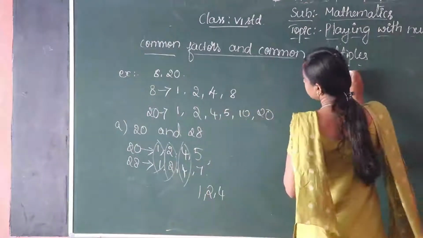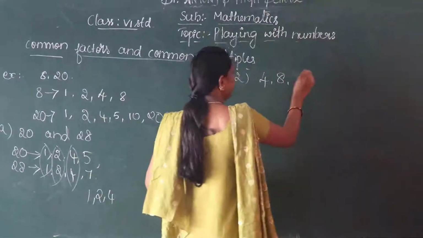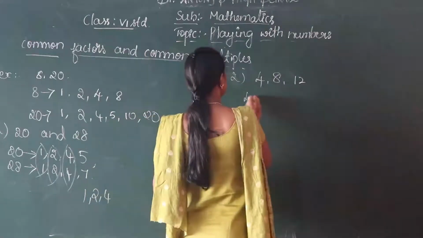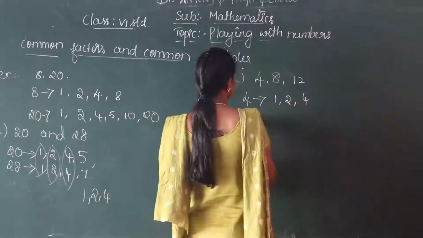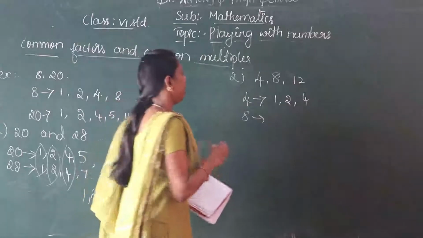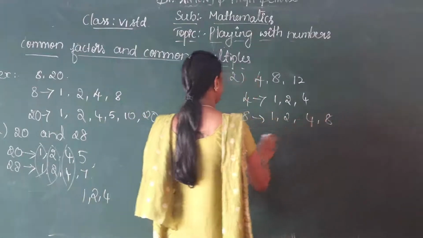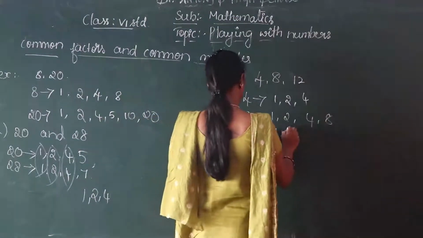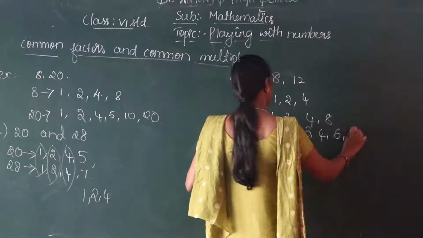So if I take the numbers 4, 8 and 12, here I will take 3 numbers. First, the factors of 4 are 1, 2, 4. Only 1 to 4 are the factors of 4, and then 8: 1, 2, 4, 8. But 12: 1, 2, 3, 4, 6, 12.